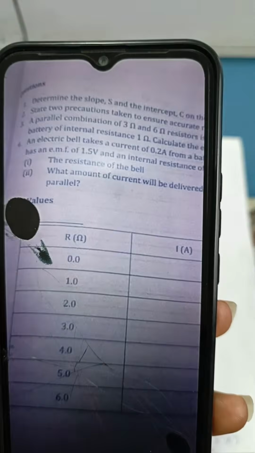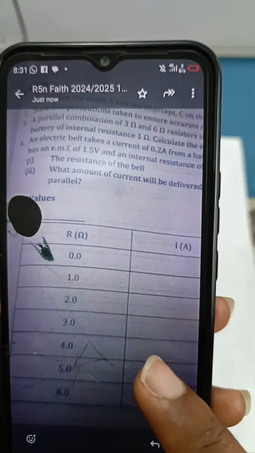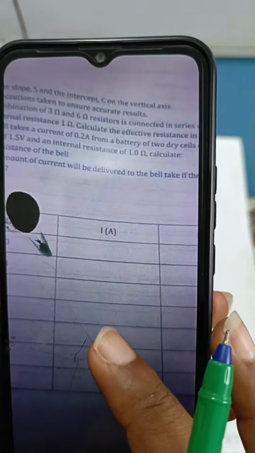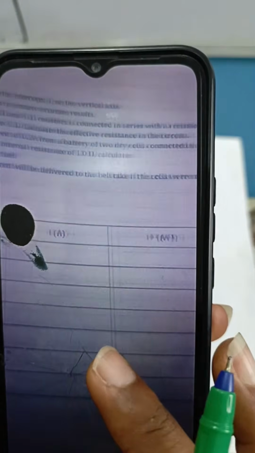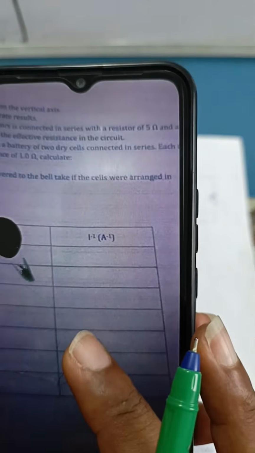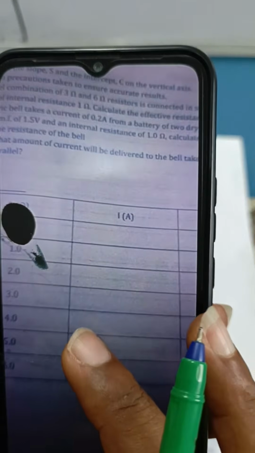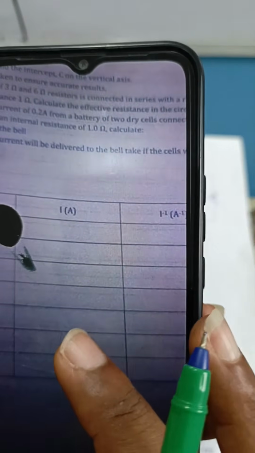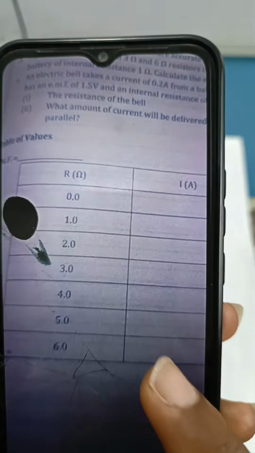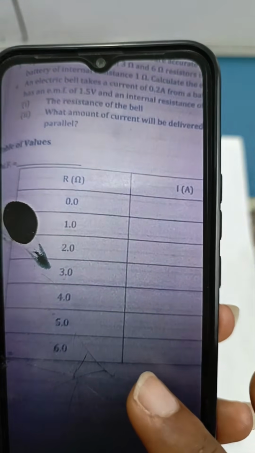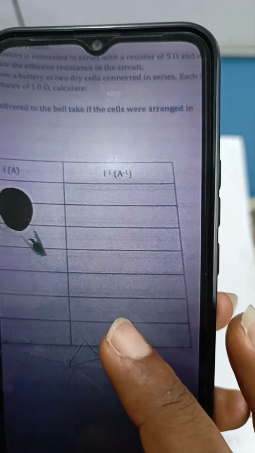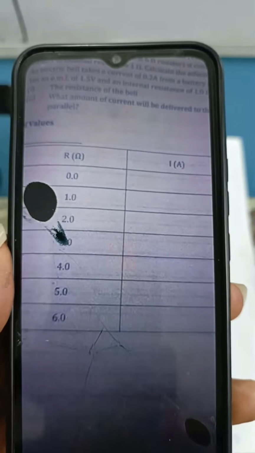Then we have another question, question number 4. An electric bell takes a current of 0.2 ampere from a battery of 2 dry cells connected in series. Each has an EMF of 1.5 volts and an internal resistance of 1.0 ohm. Calculate (i) the resistance of the bell, (ii) what amount of current will be delivered to the bell if the cells were arranged in parallel? Good. That's the question.